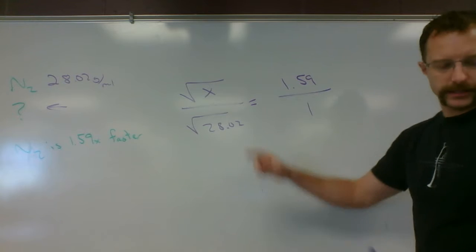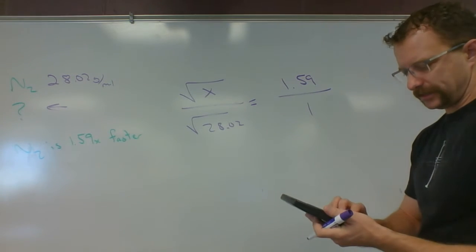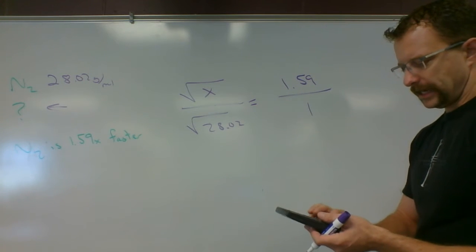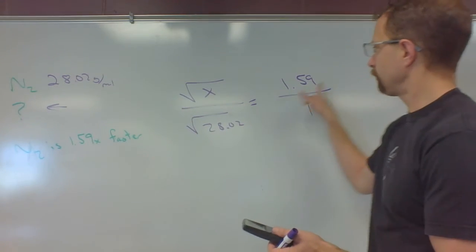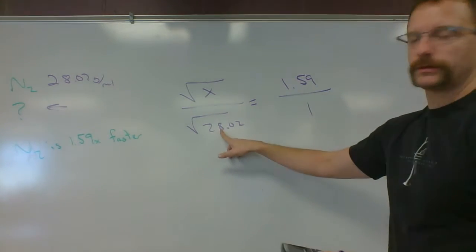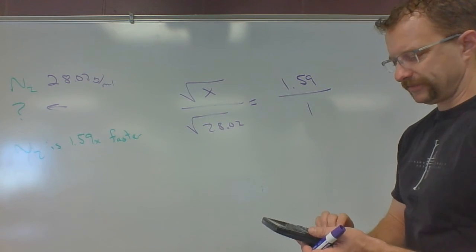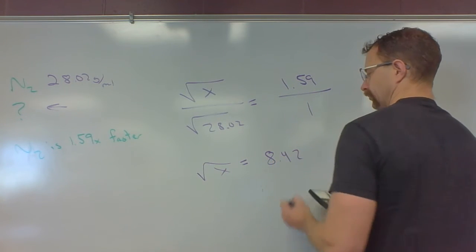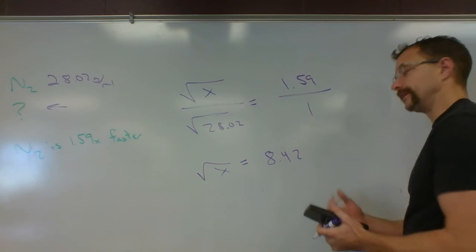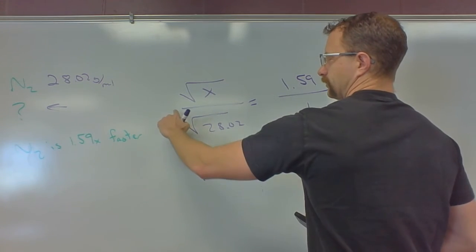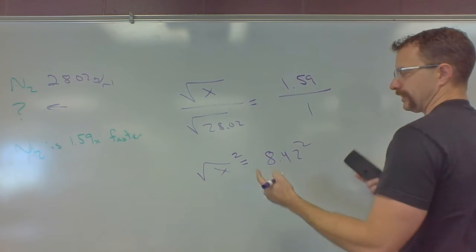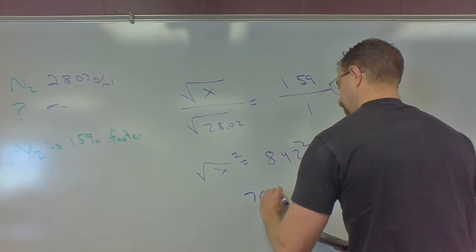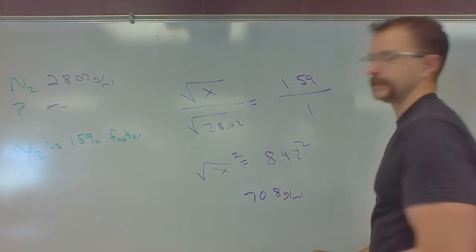So then we just do some math here. I do the square root of 28.02, and then I multiply both sides by this 28.02 square rooted. So that's 5.3. I multiply that by 1.59, and then I have the square root of x equals 8.42. Then to get rid of the square root, we just square both sides, right? The 1's already fine. So then we square that, and that gives us 70.8 grams per mole. So we solved for a molar mass there.